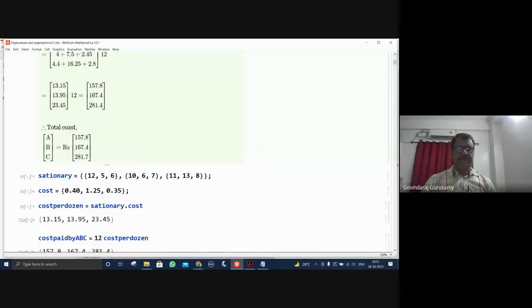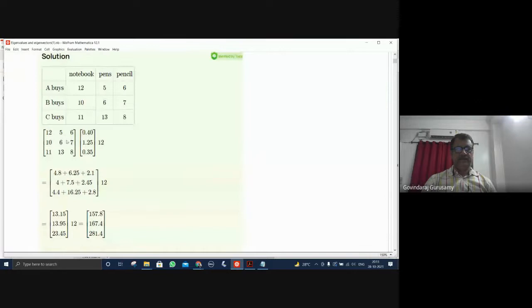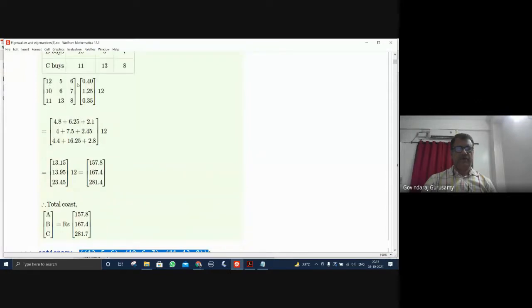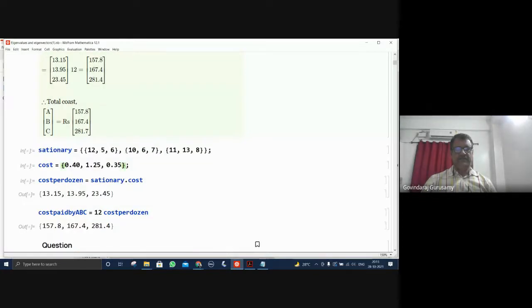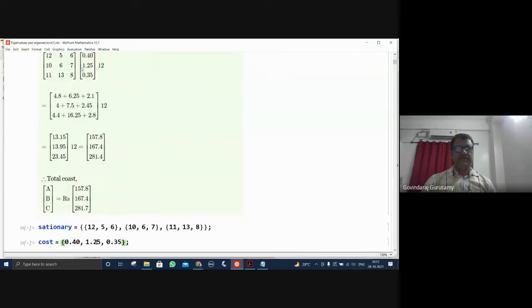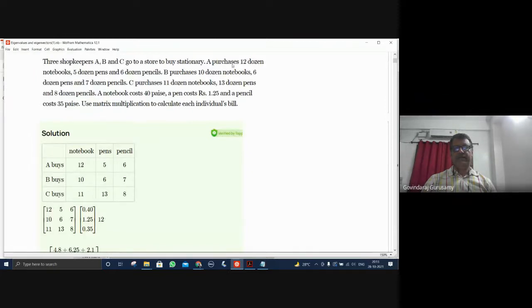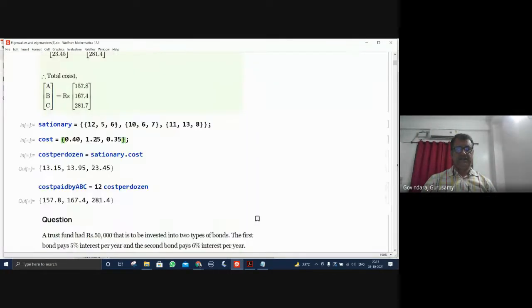So you can see here that this can be done with the help of simple statements using Mathematica. In Mathematica we will write like this: 12, 5, 6, and then 10, 6, 7 is the next item for the next person. The third one is for the third person, C: 11, 13, and 8. So 11, 13, and 8, what does it mean? He is buying the notebook, pens, and pencils. That's what each column represents. Okay, now we have this.